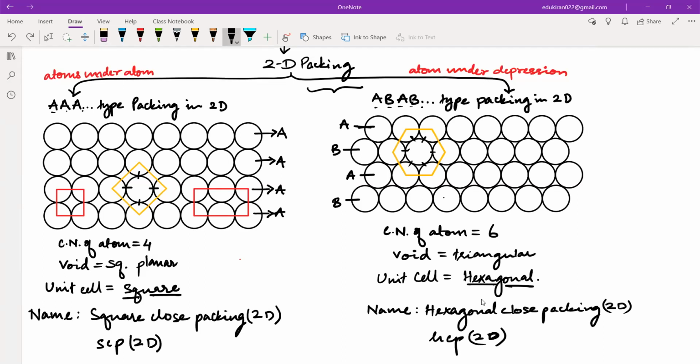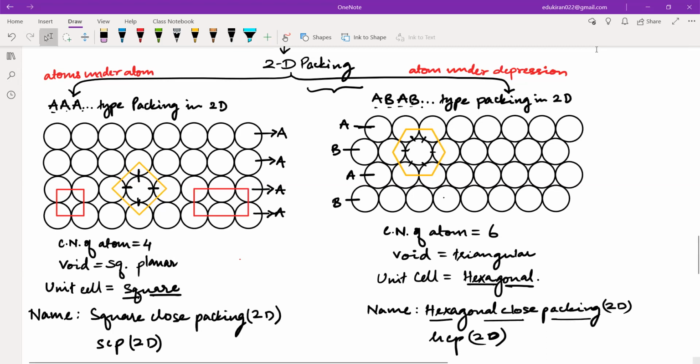So this yellow one is the one unit cell that you can take. There can be many unit cells. For example, this red one is also a unit cell. This rectangular face one is also a unit cell. But the unit cell that we will be studying is the yellow one, because this unit cell also shows me the coordination number of atoms. Similarly, the unit cell in ABAB type that we will be taking will be hexagonal in shape. Since it is a square shaped unit cell, we name it square close packing, and since it is hexagonal in shape, we name it hexagonal close packing.